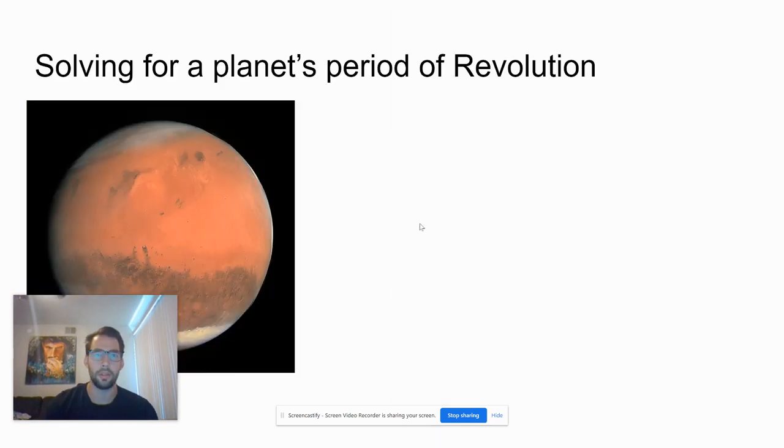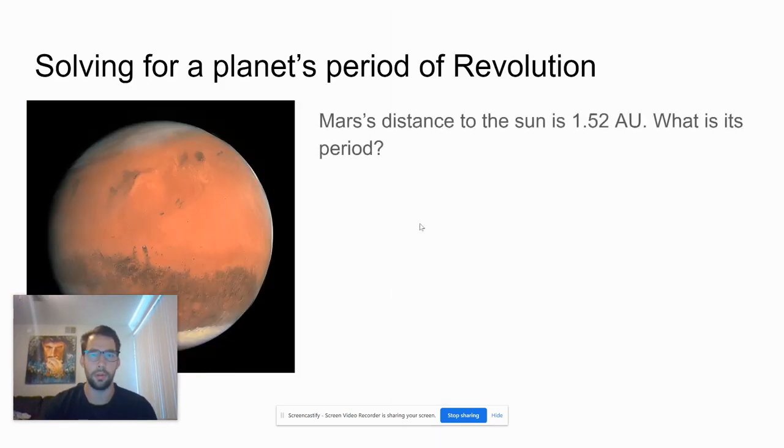So let's talk about this in a practice problem. I think it'll become more clear, and I'll show you how to solve it. Mars's distance to the sun is 1.52 AU. What is its period? So if I have my equation, remember my equation was T squared equals R to the third. T squared is going to be equal to 1.52 to the third. I just plugged in 1.52 AU in for R.